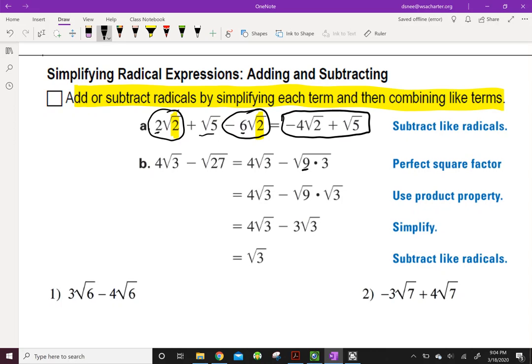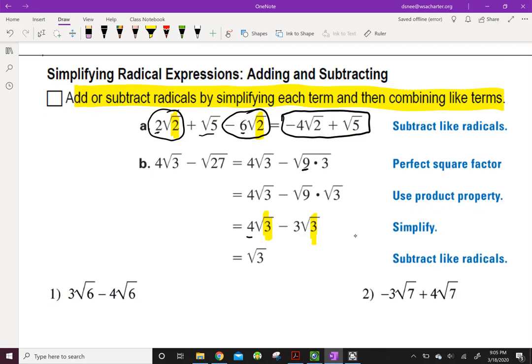The next step shows that 4 times the square root of 3 minus the square root of 9 times the square root of 3 is equivalent to our last expression. And then the square root of 9 is actually 3, so that's where that came from. And then we have a radicand of 3 in both terms, so we can combine our 4 and our negative 3 to get 1 square root of 3.